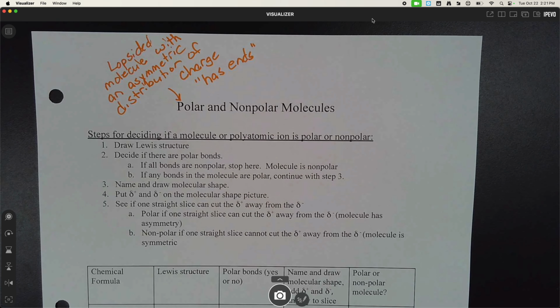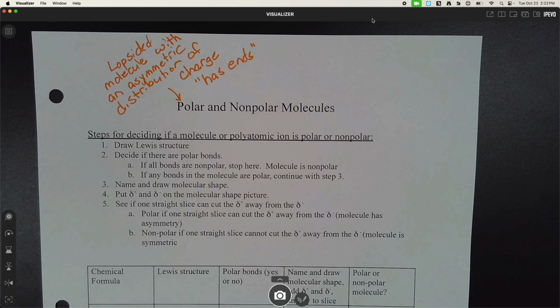And in order to decide if the molecule is going to be polar or nonpolar, we are going to need every skill that we've learned today, the class before this one, and the class before that. Because the first step is to draw a Lewis structure, and we handled that 2 classes ago. And then you have to know if there's polar bonds or not, and we just handled that today. And then you have to know the molecular shape, which is what we did in our last class. And then you've got to put the positives and negatives in, and we learned to do that today.